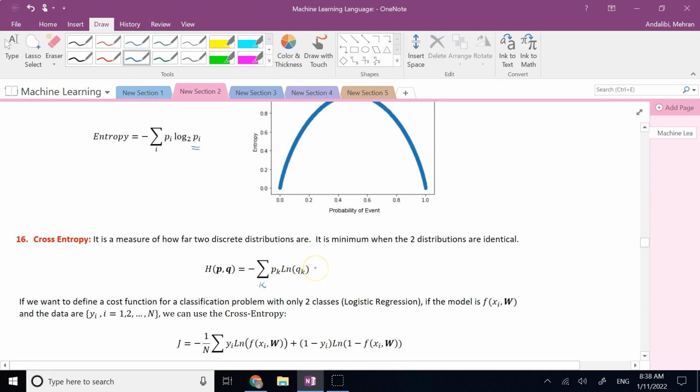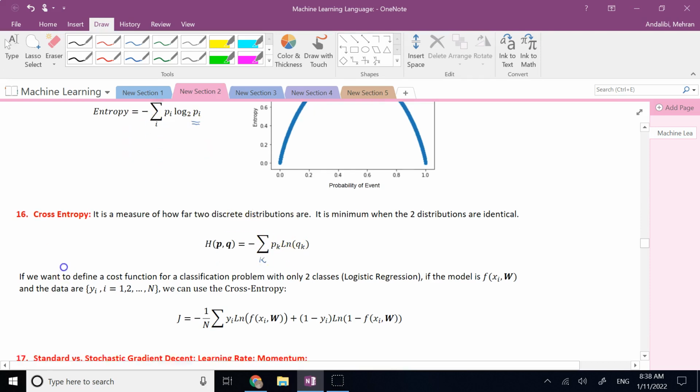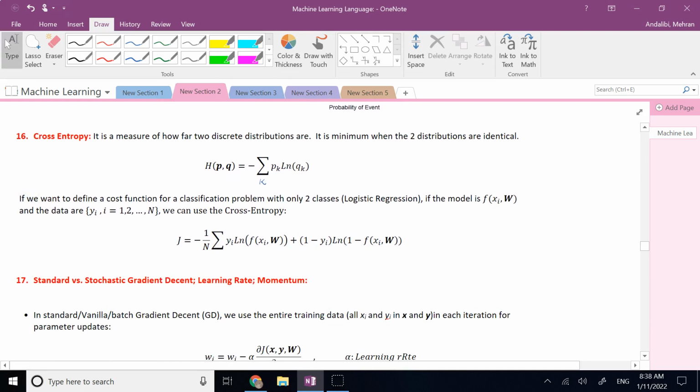Are they binary, are they multi-class, and so on? But in general, whatever logarithm you use, you clearly see the definitions are very similar. So we call this cross entropy, because it measures between P and Q. And you might say, okay, fine, now where would you use this? One of the places you use this is in logistic regression.